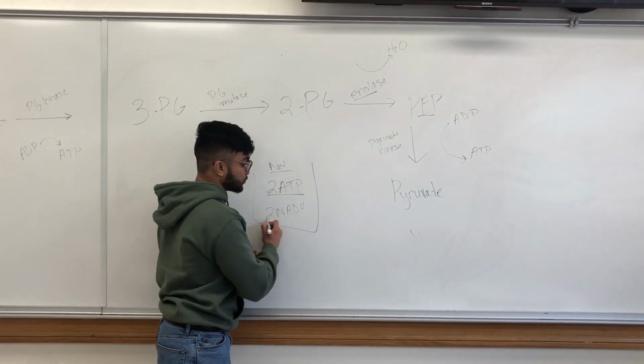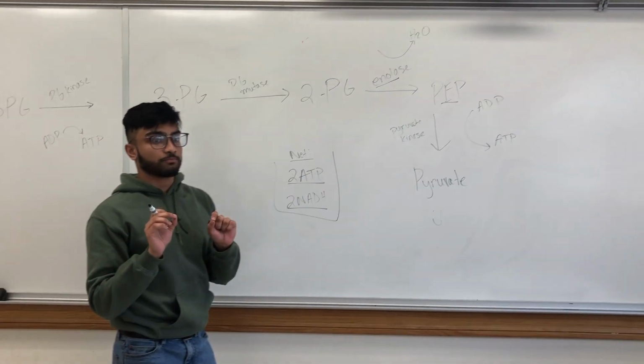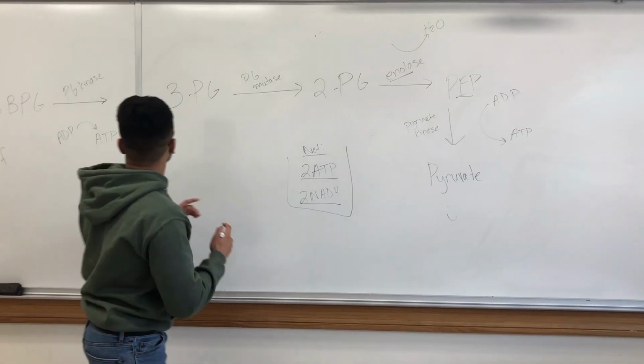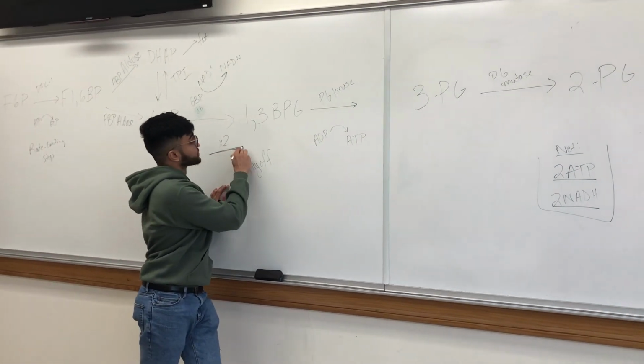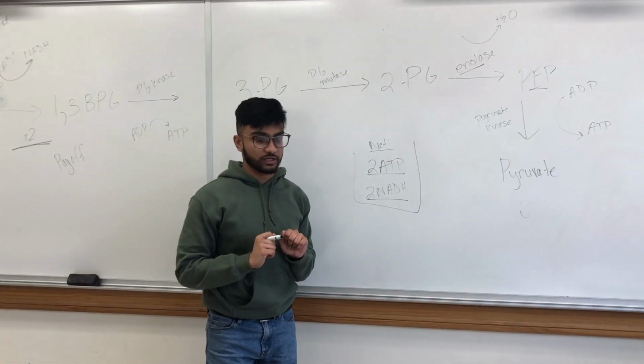And one important thing to remember from this entire process is that the net molecules made is 2 ATP and 2 NADH. It's really easy to forget that here the payoff is times 2, so that's why you have a net of 2 ATP.